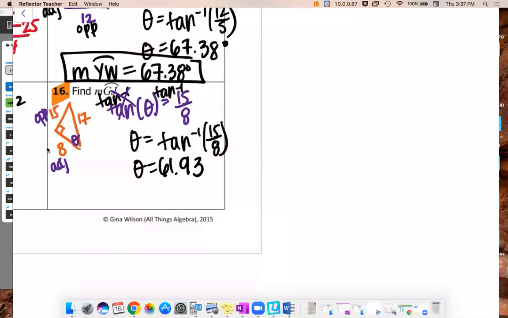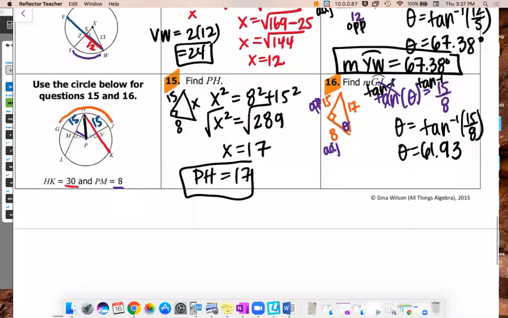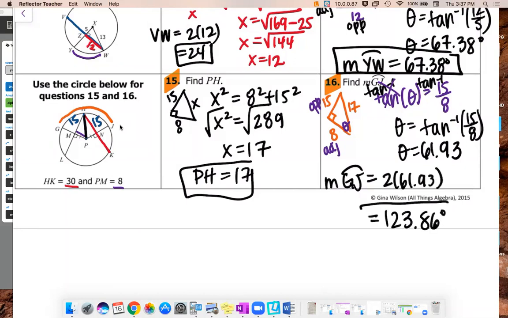Okay, and then that only gave us half of the arc. So if we come back over here, that only gave us that this part GH was 61.93. So if I want the entire GJ, I'm gonna double that. So the measure of arc GJ is 2 times 61.93. And if we do that in our calculators, it becomes 123.86 degrees. And then that's gonna be your final answer.